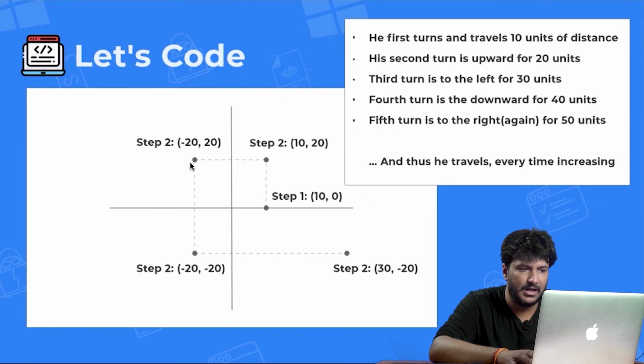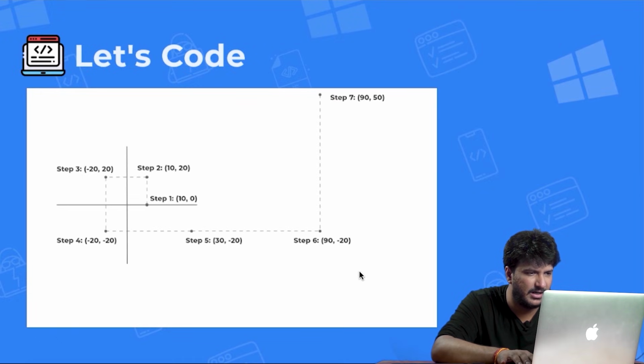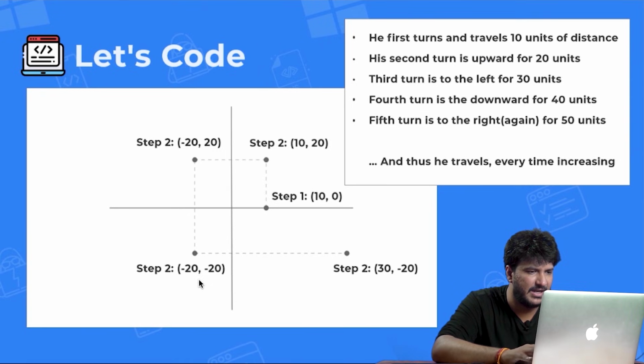Then again, sorry, by mistake I've written step 2, step 2, step 2 again and again. This should ideally be step 4. Right, in the next slide I've done it correctly. So this should be step 4.